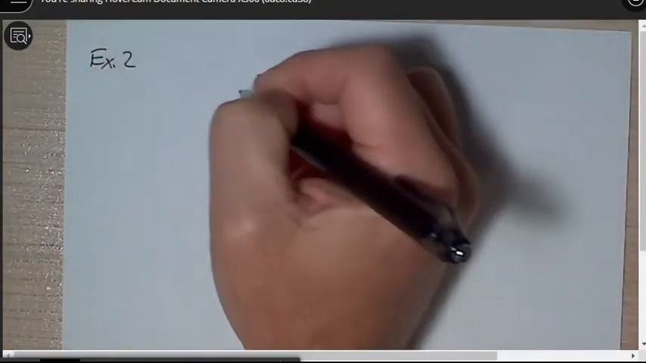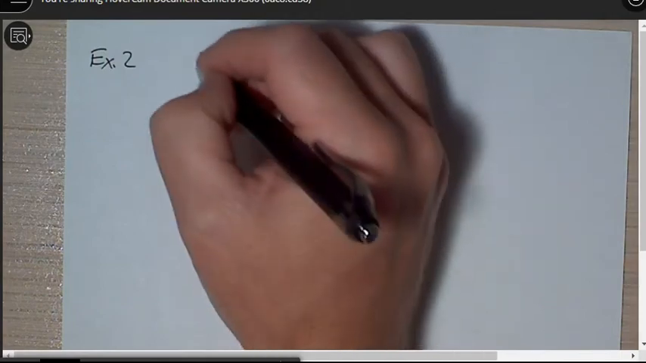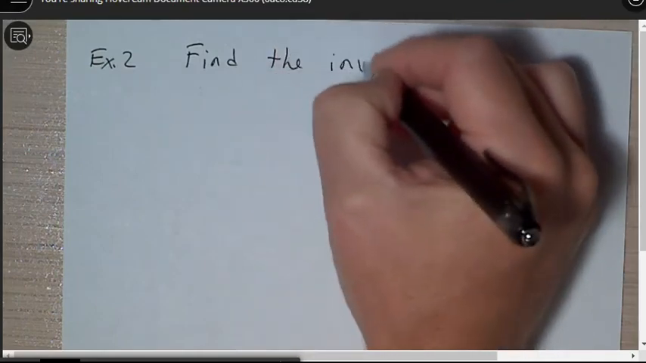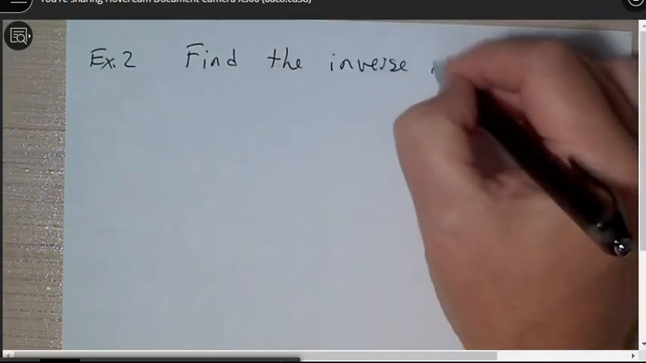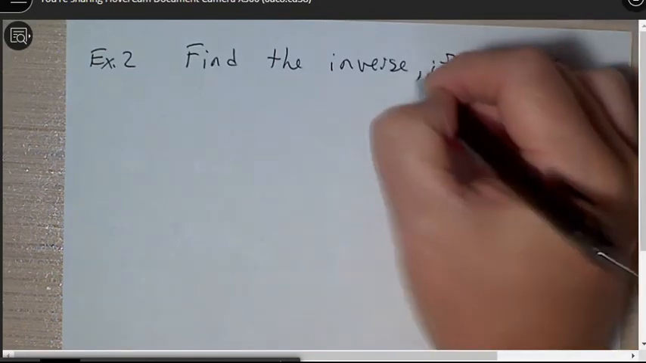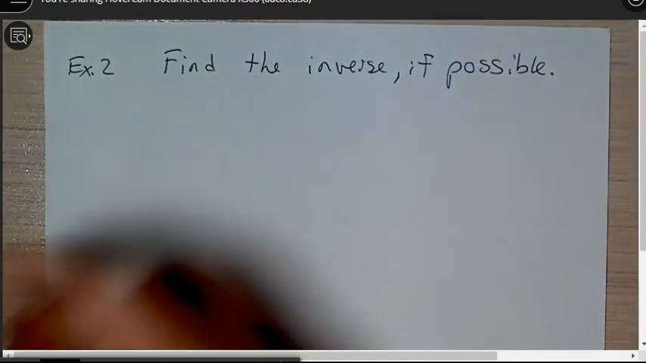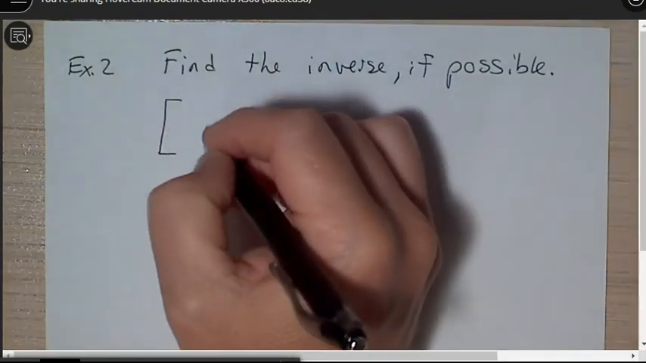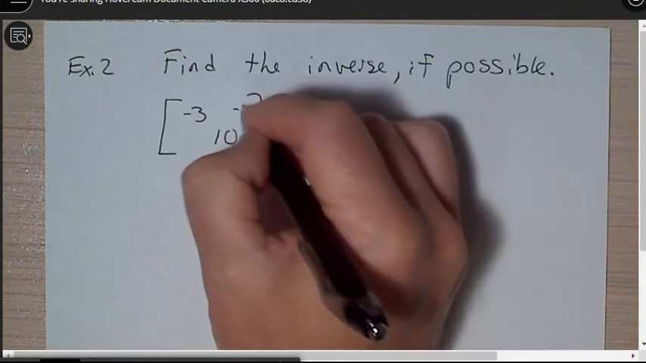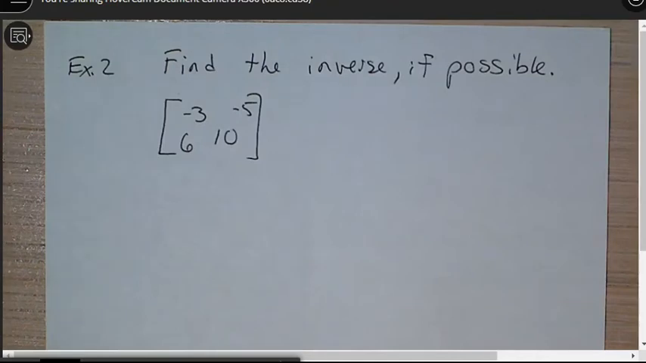Okay. Now let me give you one more of those, and then we'll do a 3x3. Again, all the 2x2s, they will tell you to find the inverse if it's possible. And some it won't be possible, so instead of doing all the work to get there, this is a quick, short, easy way to know if something's possible.